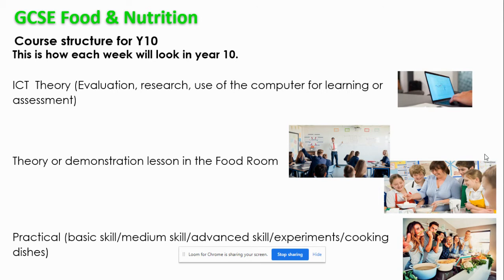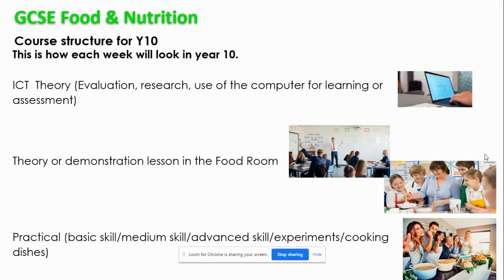But just how much cooking do we do? Well, this is what the average week looks like for a year 10 and year 11. So we have 3 lessons in a week, and each lesson is quite different. One lesson is based in the IT room, where we will use computers for researching, evaluating, writing work up, but also for discussion and for more engaging activities using the internet and online platforms. So this is quite a good option for boys that like to use computers.